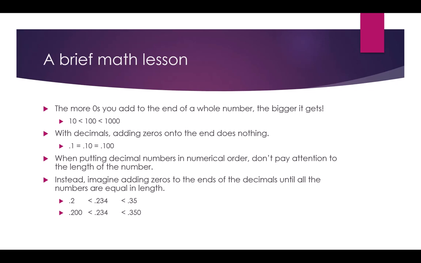So when putting decimal numbers in order, don't be fooled by length. Instead, read the number from left to right, starting at the decimal point. If it helps, you can add zeros to the end of each number so they're all the same length. For example, 0.2 is less than 0.234, which is less than 0.35, and if that's confusing, 0.200 is less than 0.234 is less than 0.350.